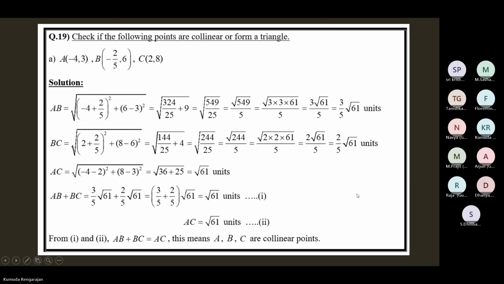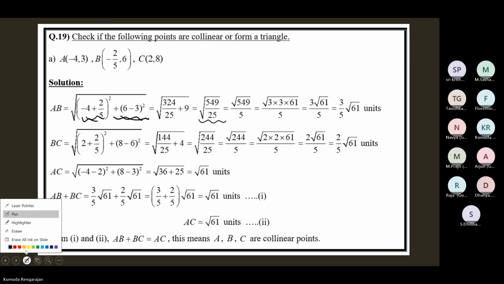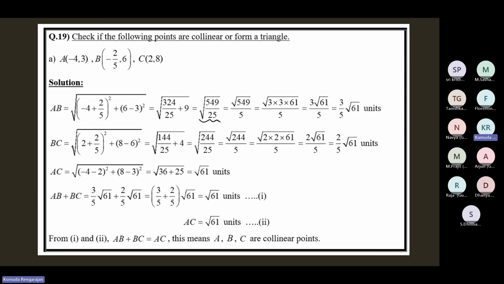Class, you can check your steps. After taking the LCM, all of us should get this, irrespective of how you wrote it, meaning whichever order you have taken, all of you should get this. And the denominator, the square root of 25 is 5. So in the next step, I've written 5 and taken the square root only for the numerator.